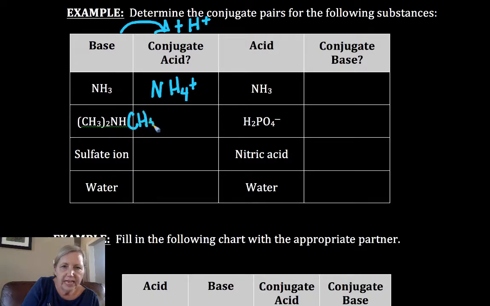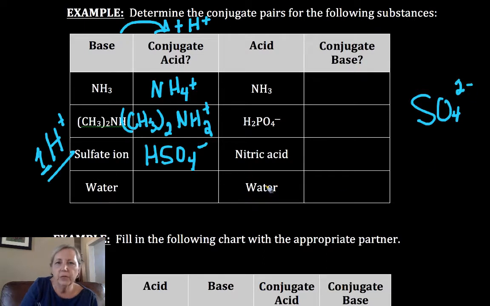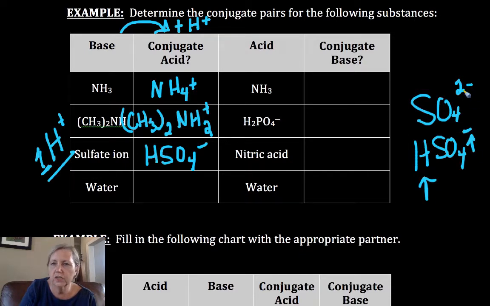You gain your H, and instead of one hydrogen, I have two, gain an H and a plus charge. Sulfate ion, gain the H, put it on the sulfate. We only do one H plus at a time. So HSO4 minus. Sulfate is SO4 2 minus. When it gains an H, it gains a plus charge. So -2 plus 1 is -1.